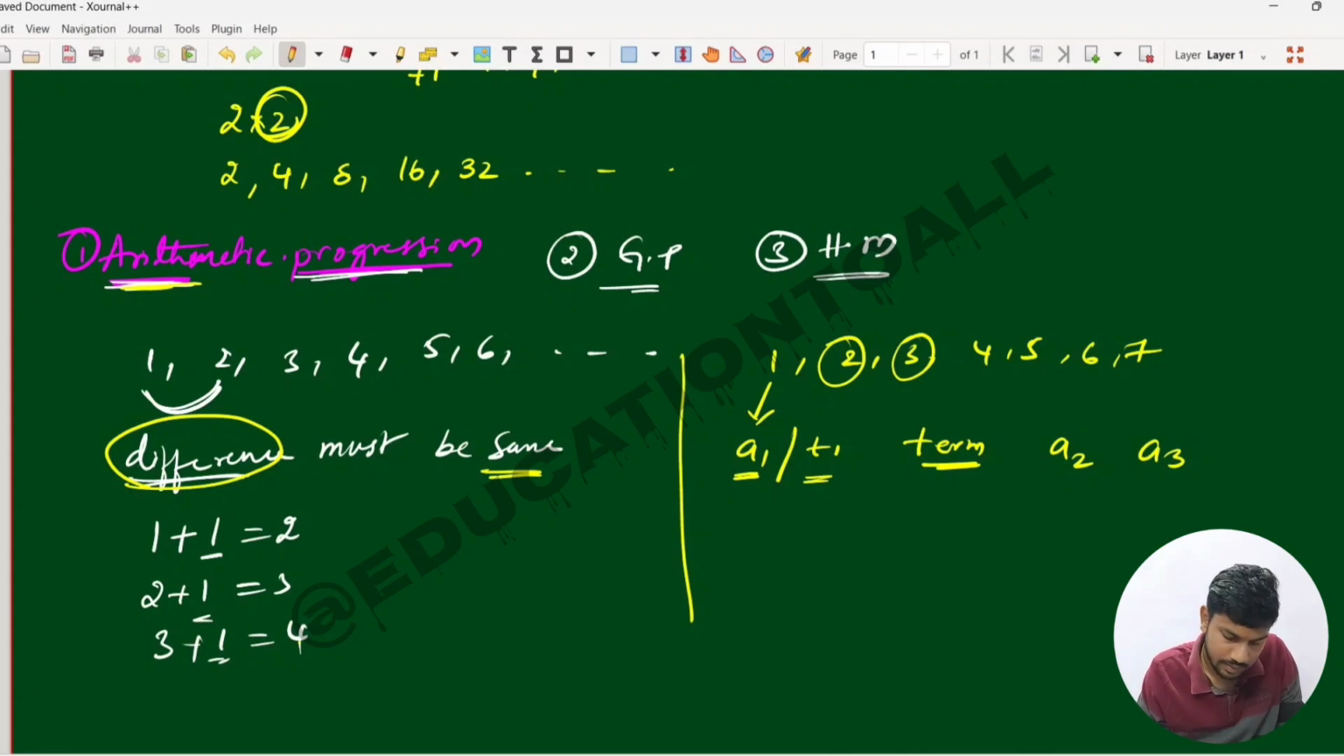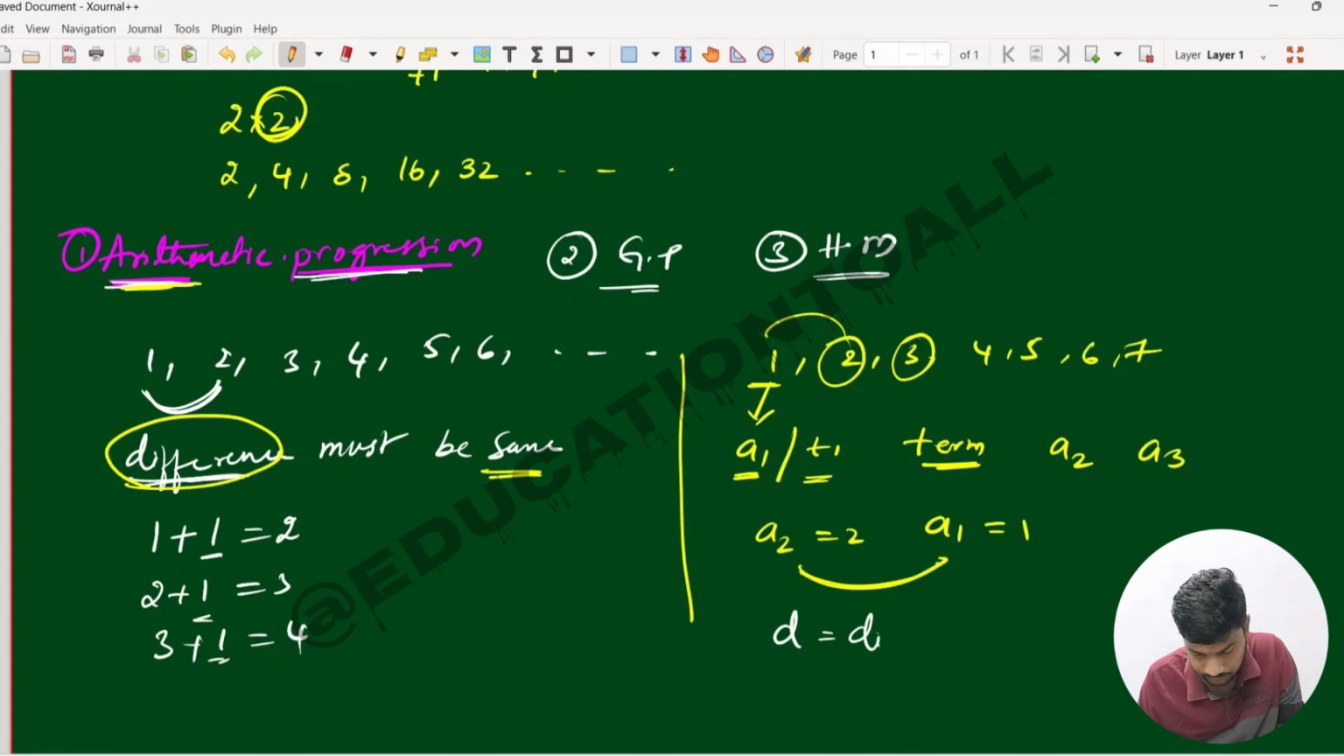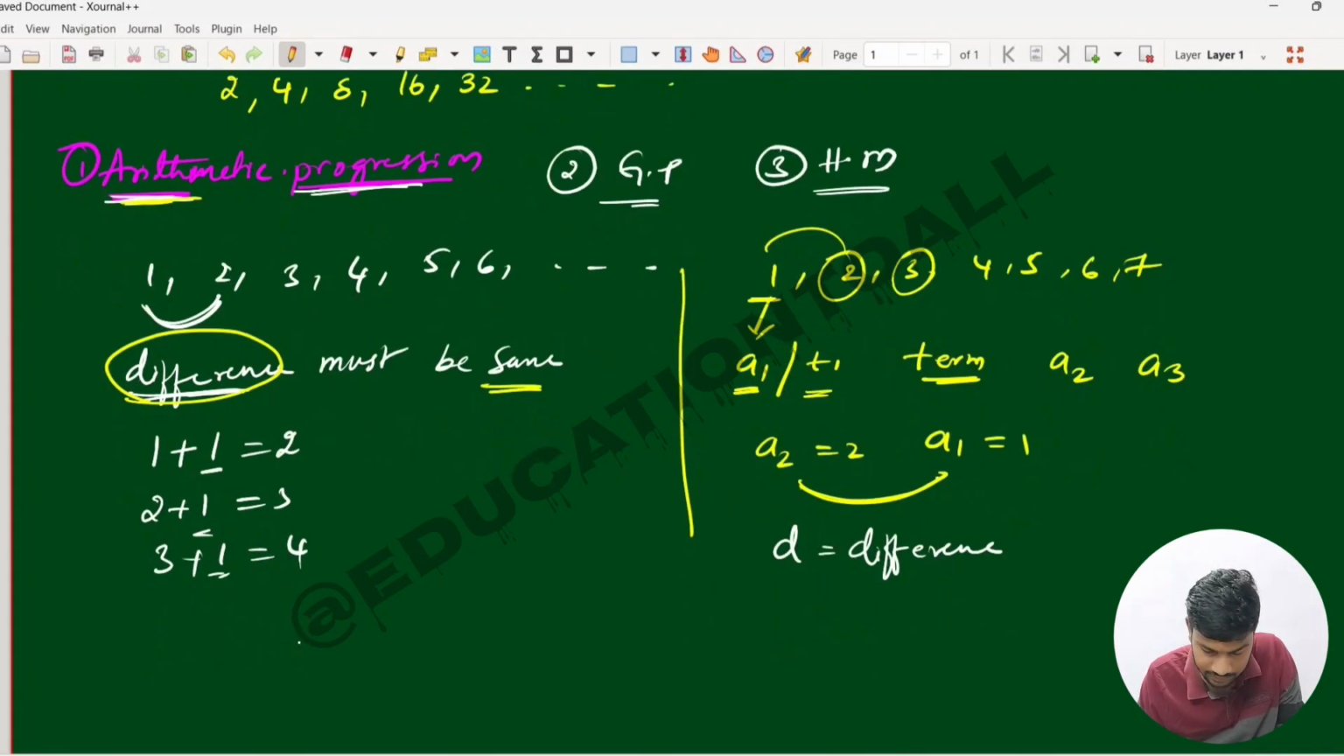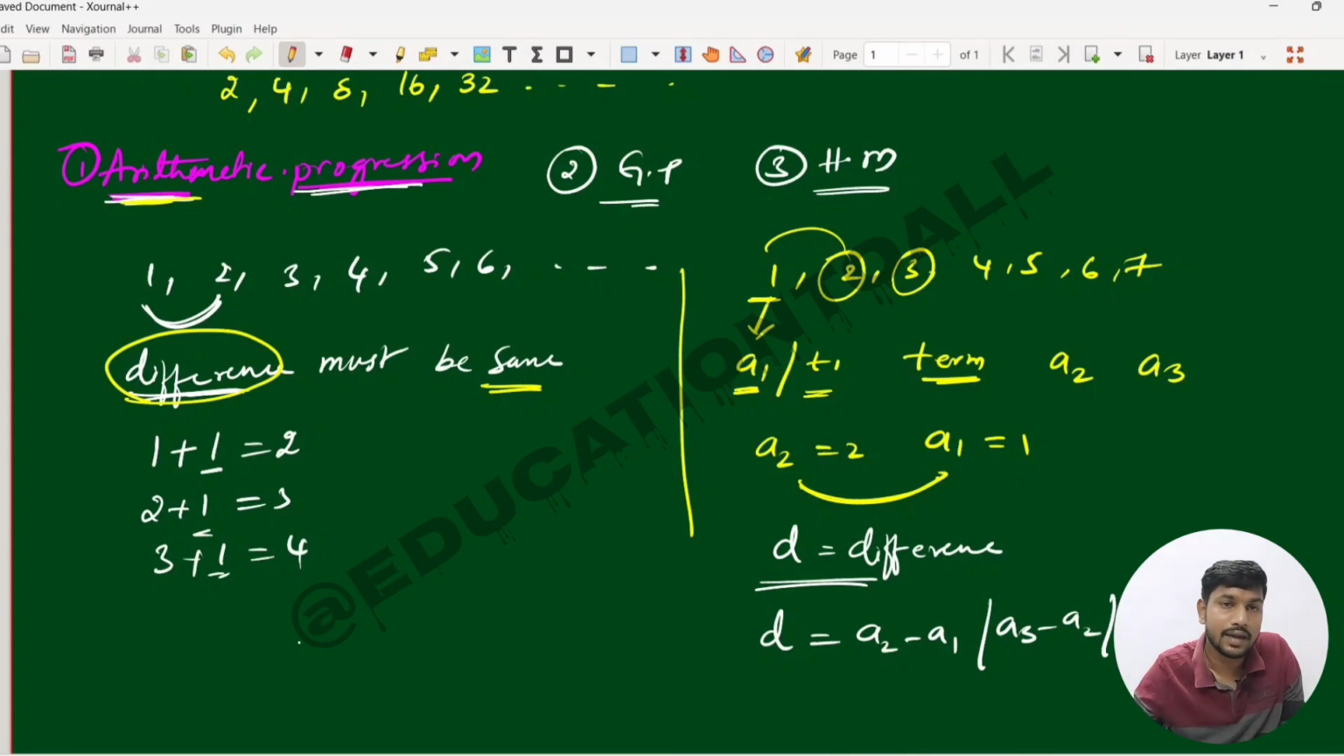Now identify the relation between them. I got A2 is equal to 2. A1 is equal to 1, according to the given question. Now what is the relation between them and how to find the common difference? As I discussed, the difference is indicated with small d, where d is equal to the common difference. Then how to find the difference? Second term minus first term, or third term minus second term, is called the difference. The difference is equal to either A2 minus A1 or A3 minus A2 or A4 minus A3. So greater number minus smaller number: second term minus first term, or third term minus second term, fifth term minus fourth term, or 100th term minus 99th term, which is called the difference.